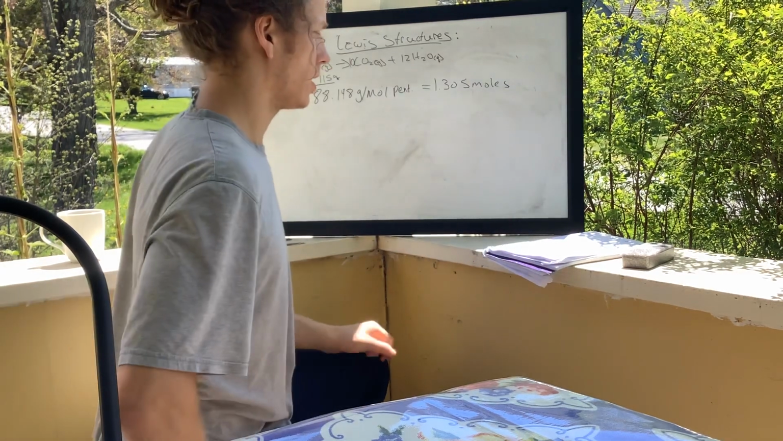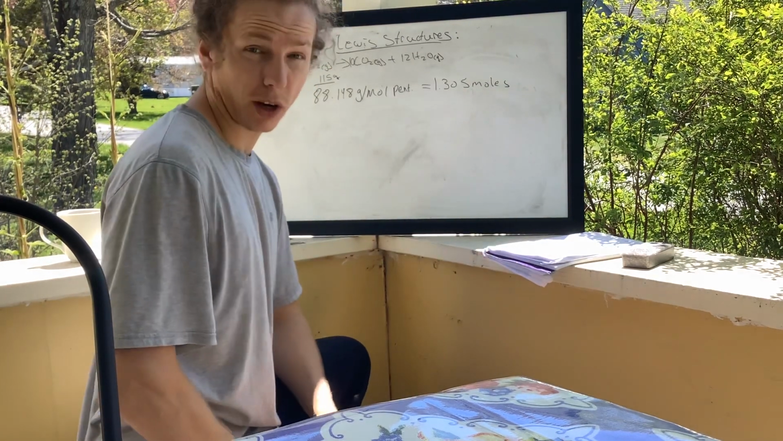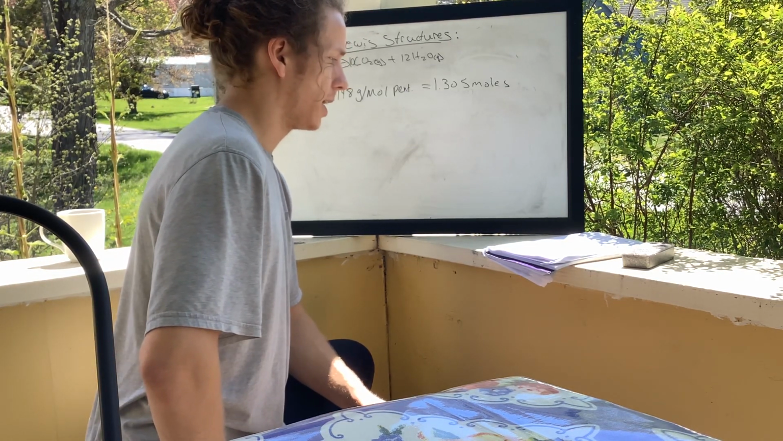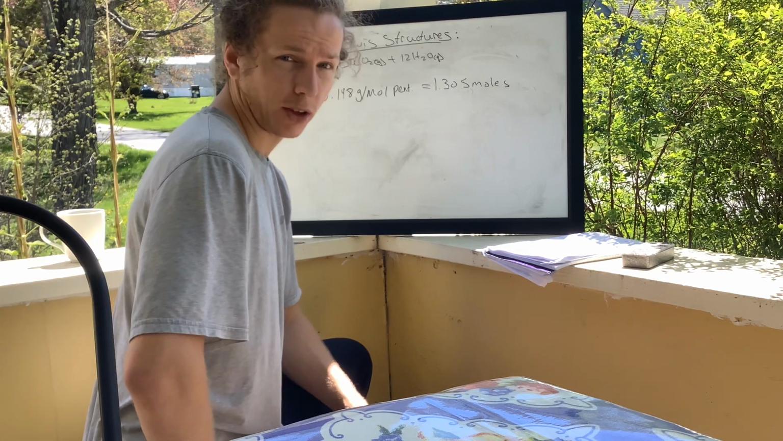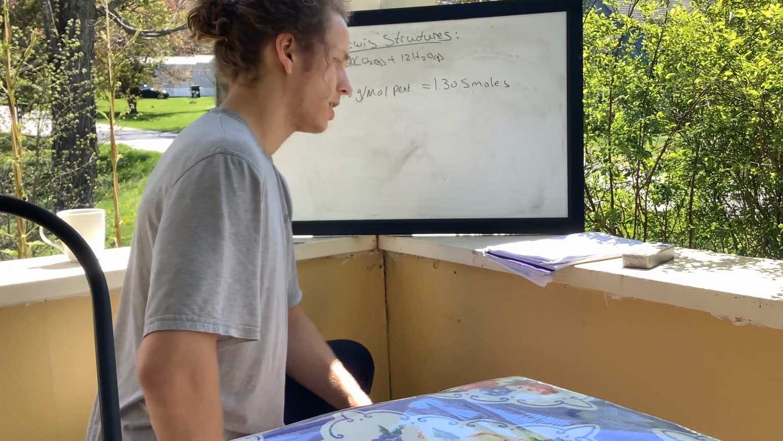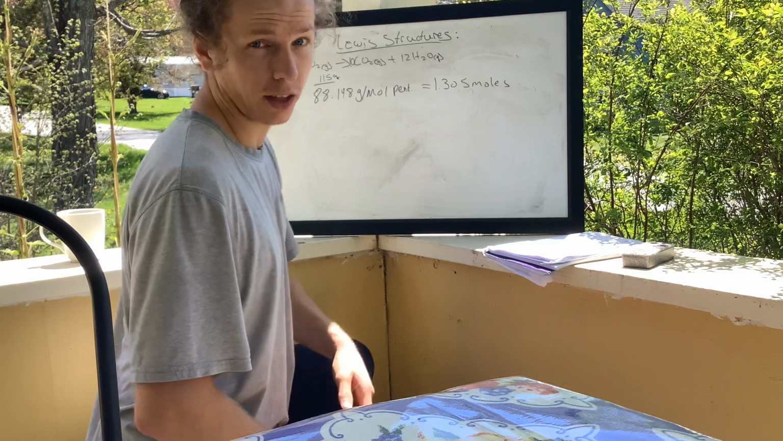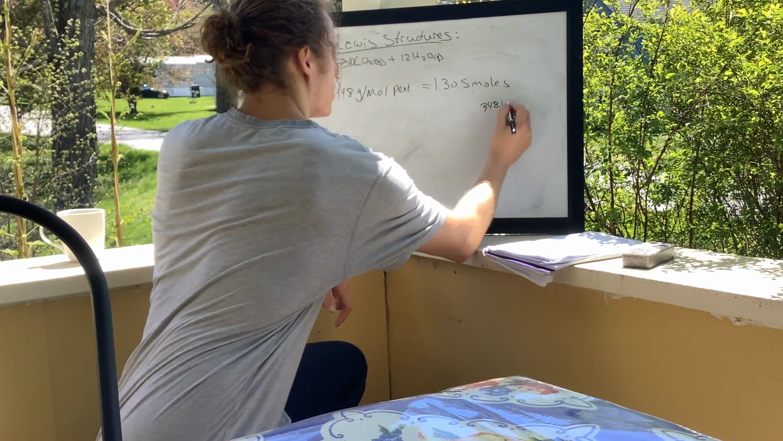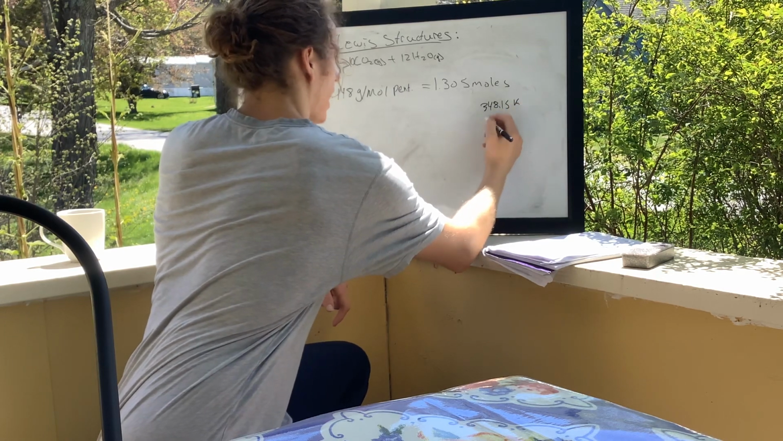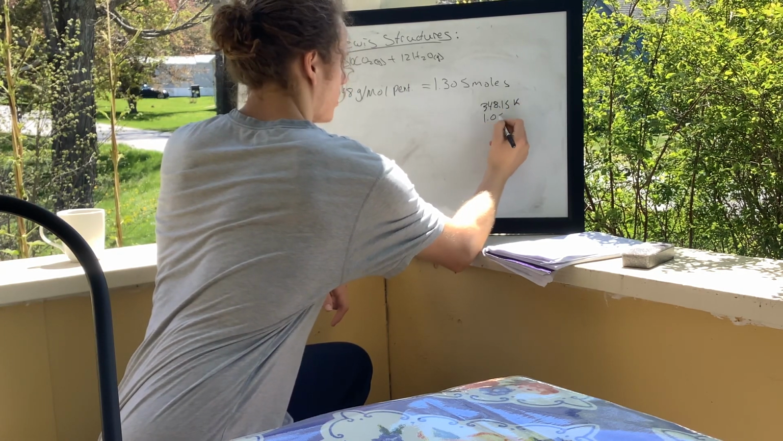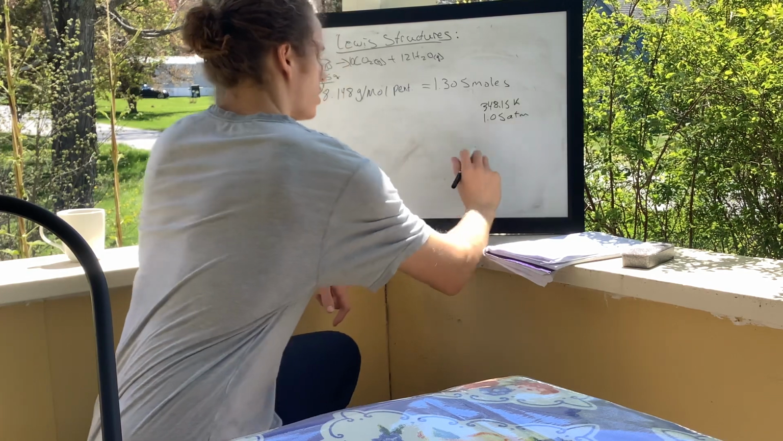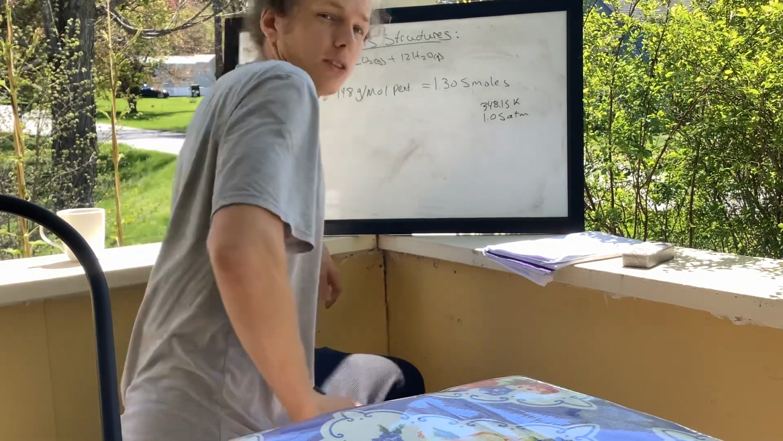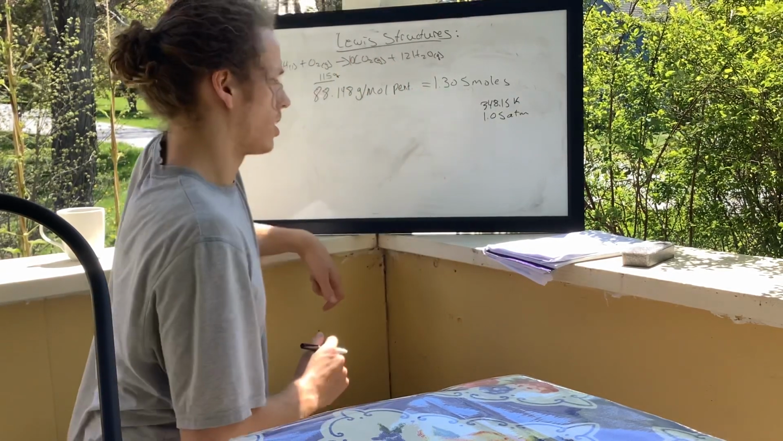So the other values we have are that the pressure is 1.05 atm and the temperature is 75 degrees Celsius, aka 348.15 Kelvin. So the next thing we're going to do is use PV equals nRT, the ideal gas law equation.